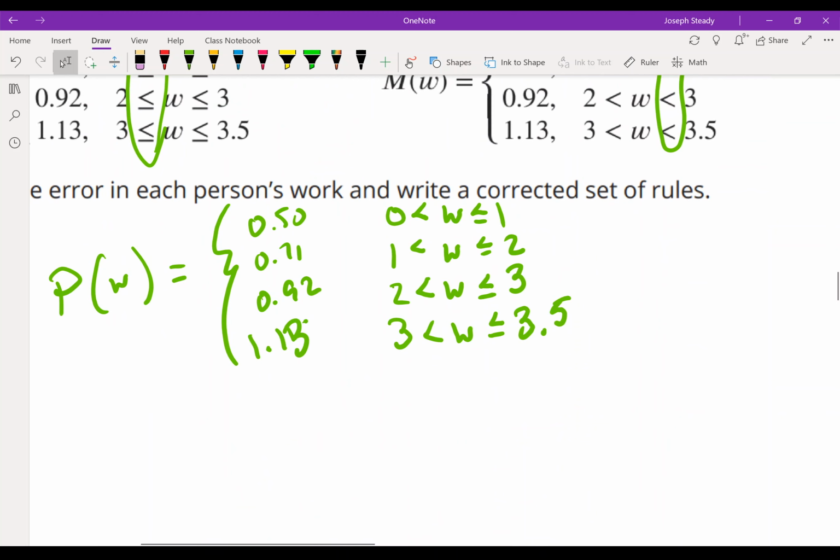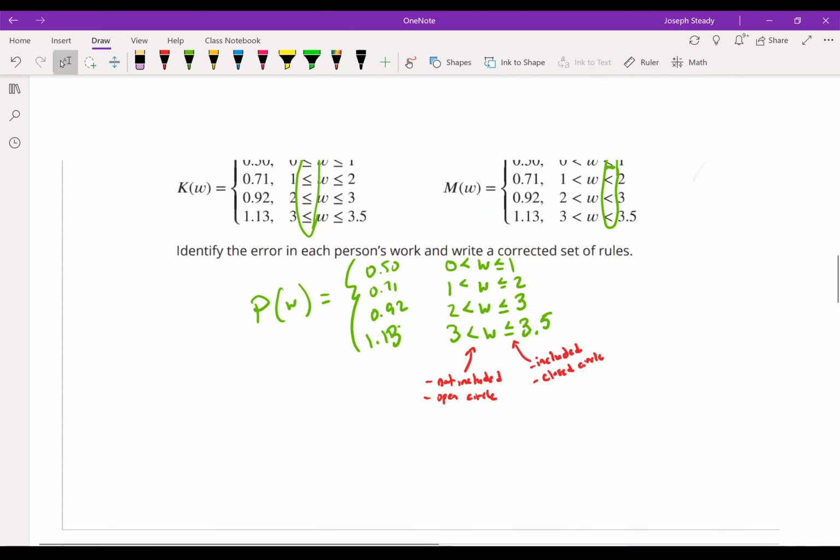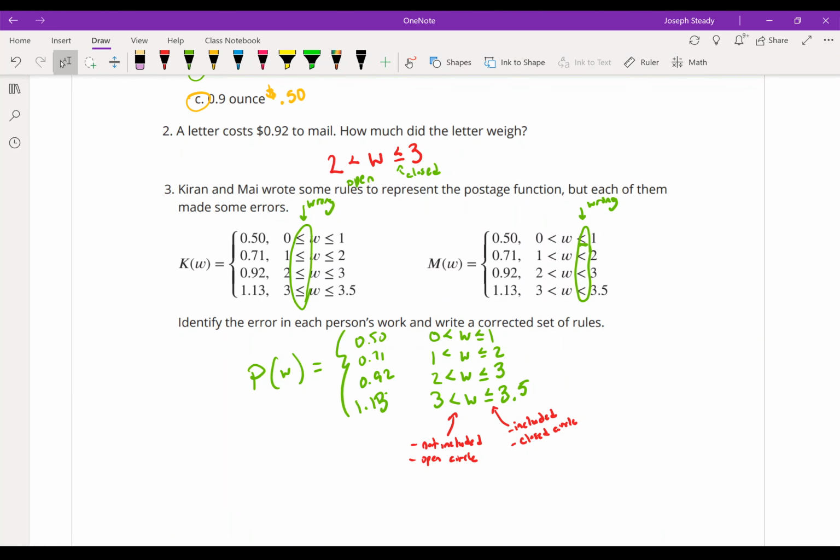Again, I'll emphasize this one more time. This inequality symbol means it is not included. 3 is not included in this inequality, which happens when you have an open circle. This inequality symbol means it is included in that inequality. And this happens when you have a closed circle, or one that is filled in. So that is how we can go about working with an inequality, or sorry, a piecewise function, and also making sure we're being very careful with the inequality symbols.